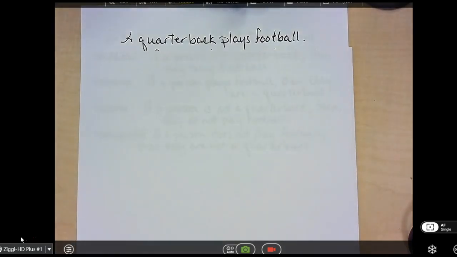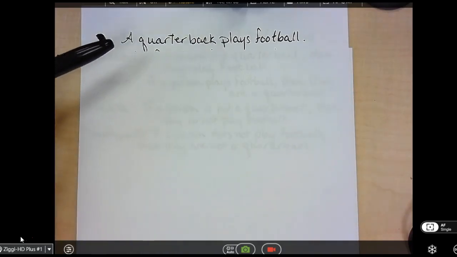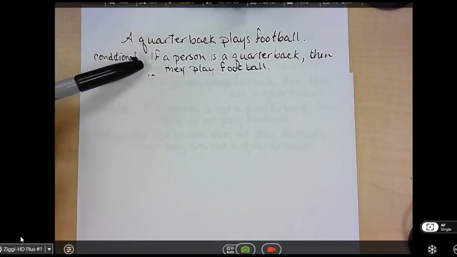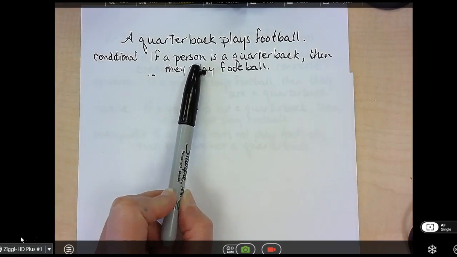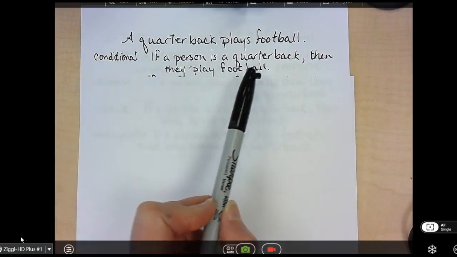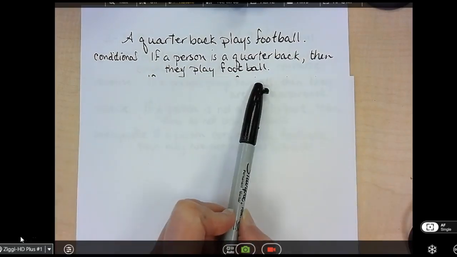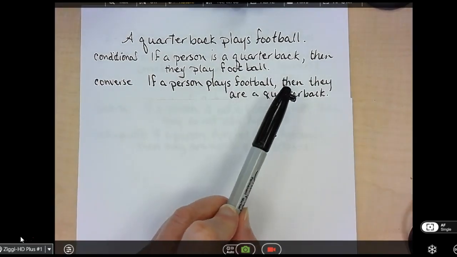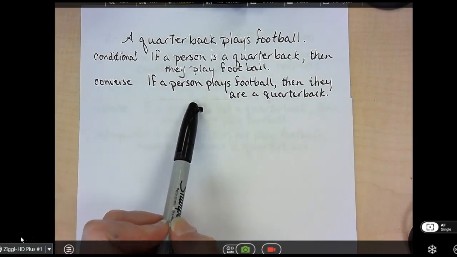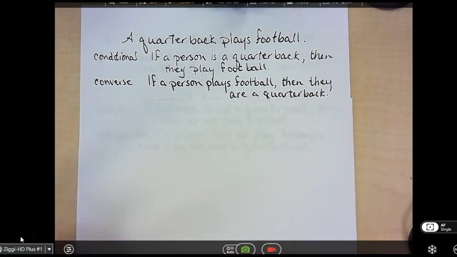So an example, we can take a sentence and write it as a conditional statement. A quarterback plays football. So a conditional statement would be if a person is a quarterback, you always want to tell what it is you're talking about. If it's a triangle, if it's a polygon. So if a person is a quarterback, then they play football. We can write the converse of that. Again, that just switches the P's and Q's. If a person plays football, then they are a quarterback.